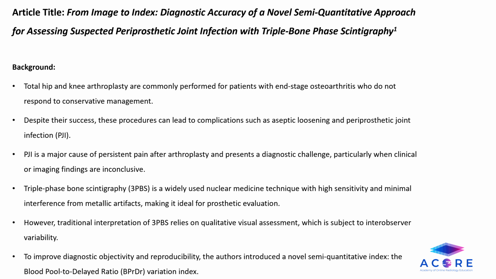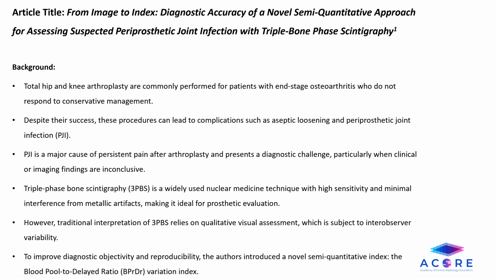And for some background, total hip and knee arthroplasties are commonly performed in those with end-stage osteoarthritis who do not respond to conservative management, and despite their success, they can lead to complications including aseptic loosening and periprosthetic joint infection, which is a major cause of persistent pain following arthroplasty and presents a significant diagnostic challenge, particularly when clinical or imaging-based findings are inconclusive. And triple-phase bone scintigraphy is a widely used nuclear medicine technique with high sensitivity and minimal interference from metallic artifacts, making it ideal for prosthetic evaluation.